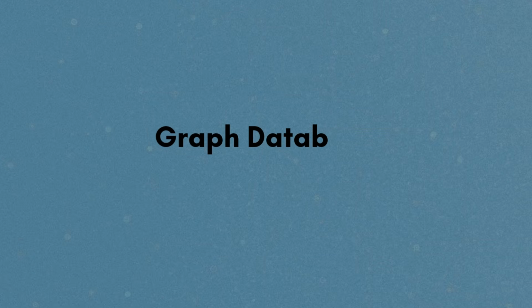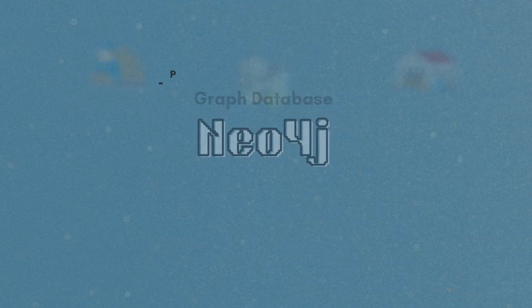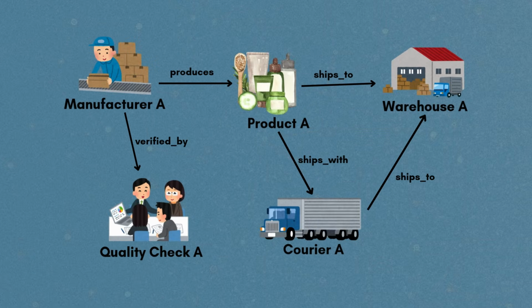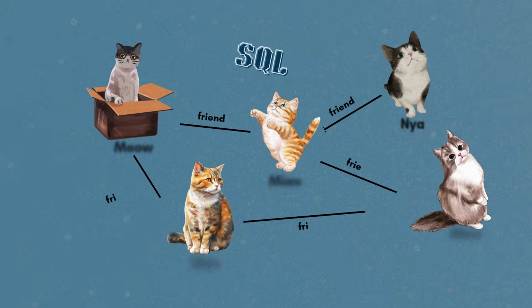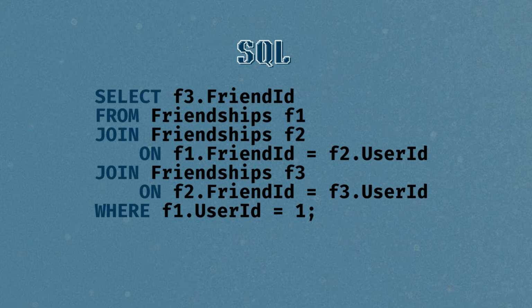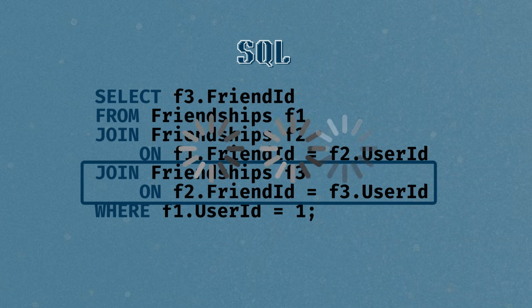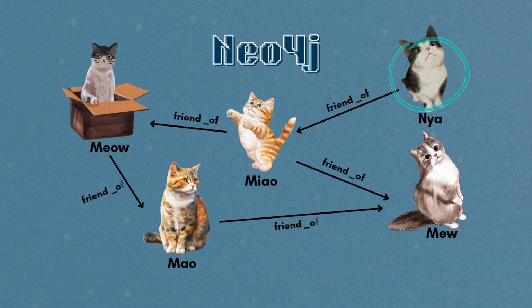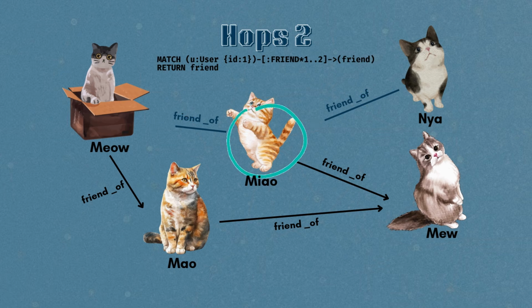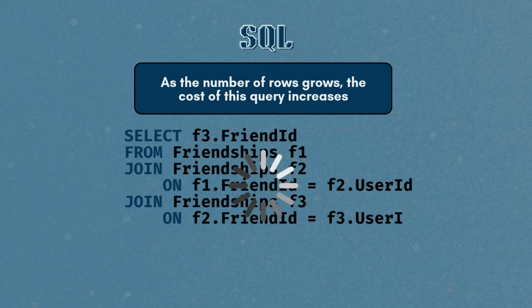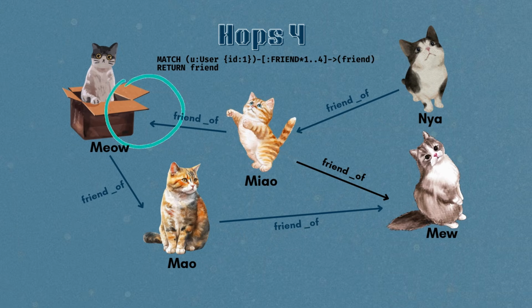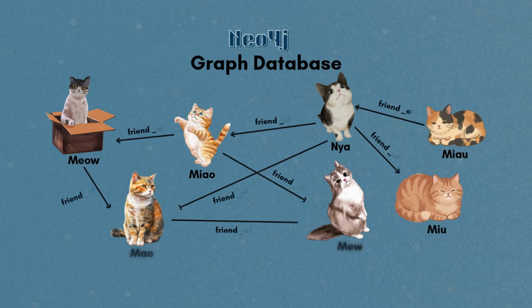Type 4 is graph databases like Neo4j, which are built specifically for relationships. In SQL, if you want to find friends of friends of friends, you need multiple joins, and each join is expensive, making the query slower and slower. In a graph database, you start at a node and follow connections step by step without joins. The cost depends on how many hops you traverse, not the total size of the database. Since graph databases treat relationships as the most important part of the data, they are extremely fast for use cases like mutual friend recommendations.